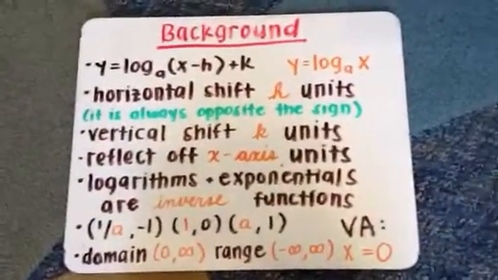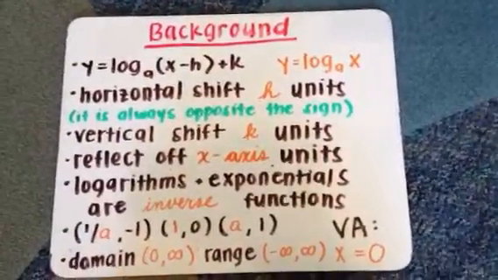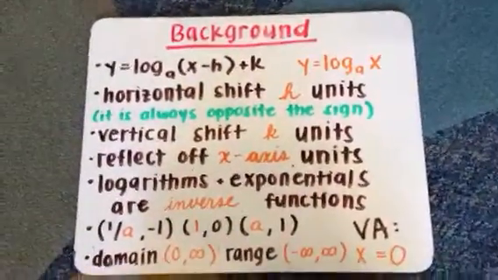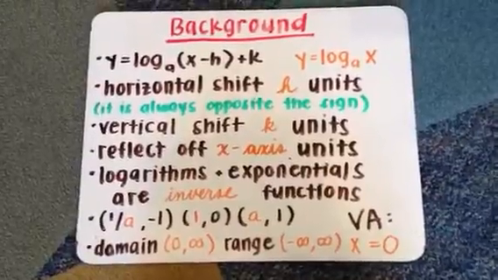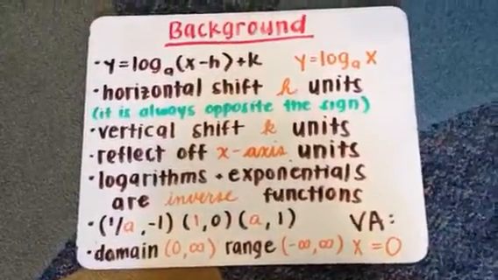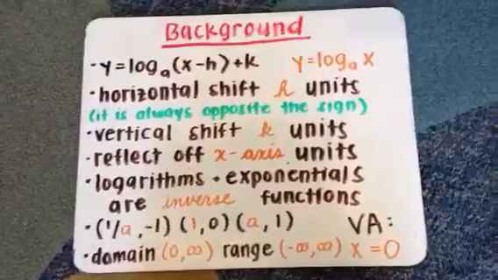The key points you need to remember are 1 over a, negative 1, 1, 0, a, 1. The domain is 0 to infinity and range is negative infinity to infinity. And the vertical asymptote equals 0.